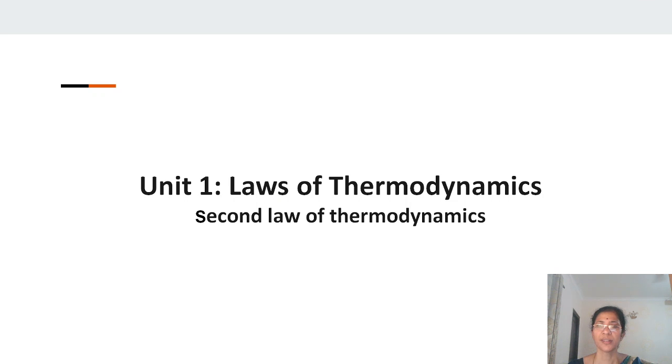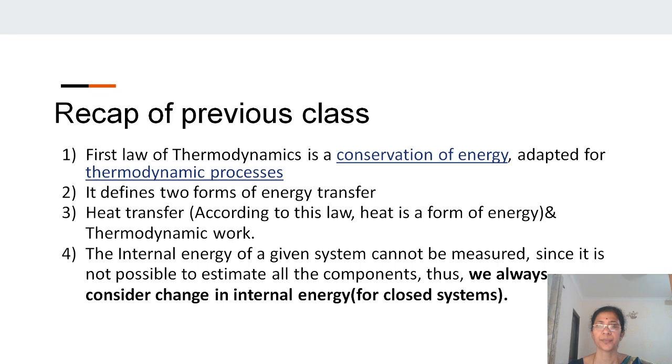Today we are going to discuss the second law of thermodynamics. We have discussed in the previous class the first law of thermodynamics, which is the conservation of energy adapted for thermodynamic processes. It also defines two forms of energy, that is heat transfer and thermodynamic work. Also we have discussed the internal energy of a given system, which cannot be measured.